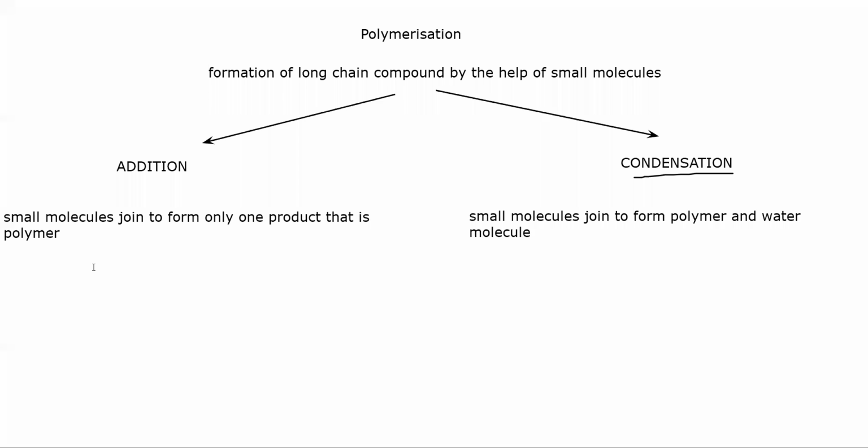Addition polymerization is synthetic. Synthetic means man-made. But condensation can be synthetic or it can be natural. By nature also it exists, and synthetic man-made polymers are also there, which are condensation polymers.